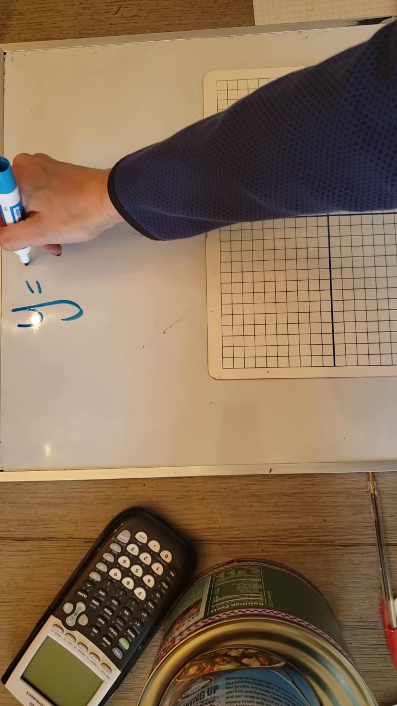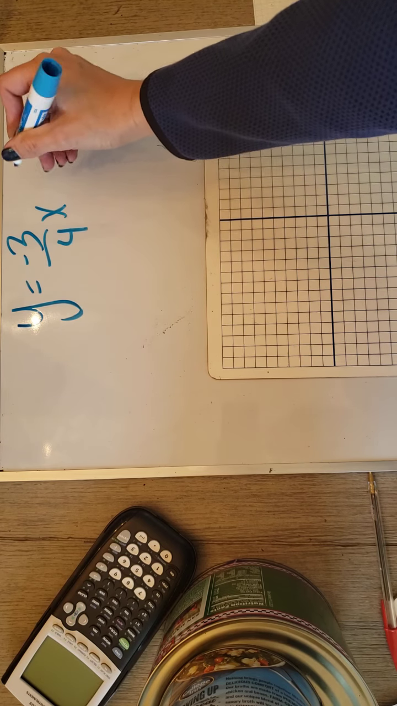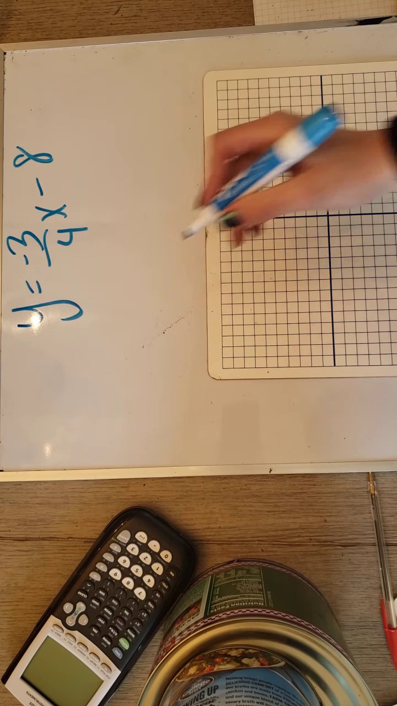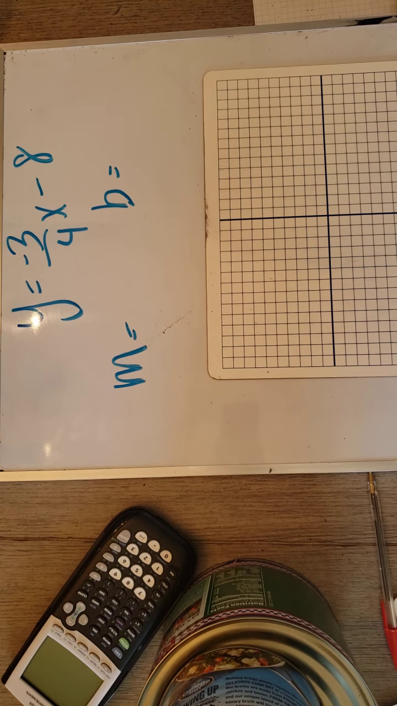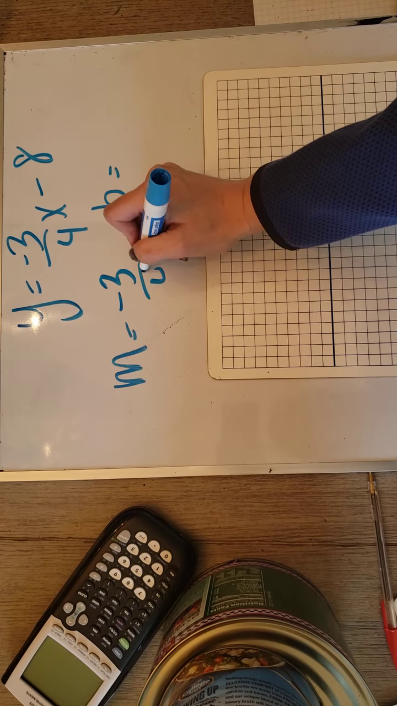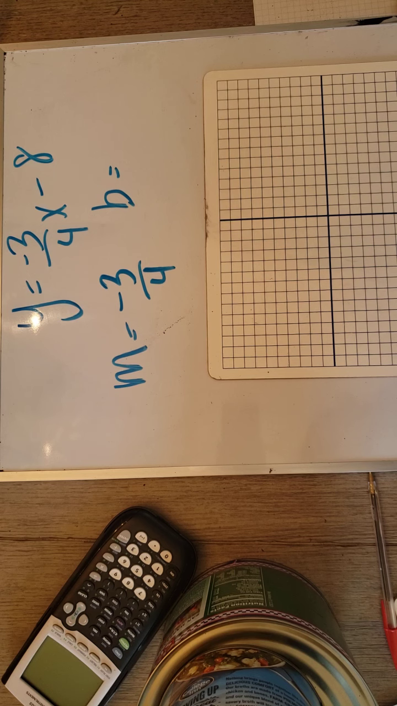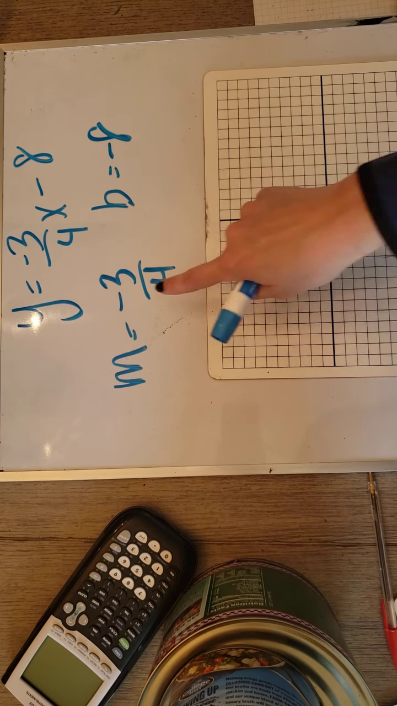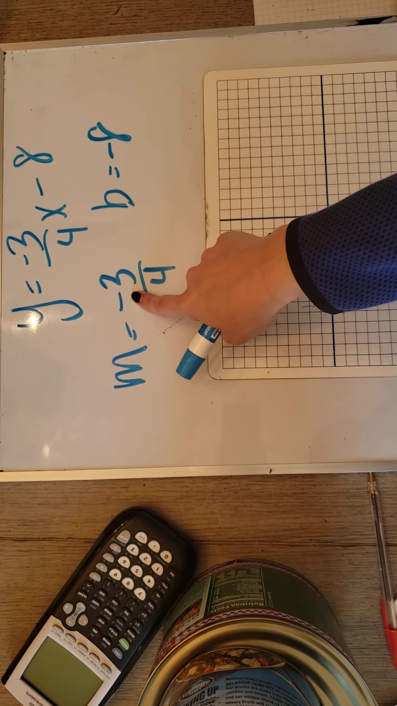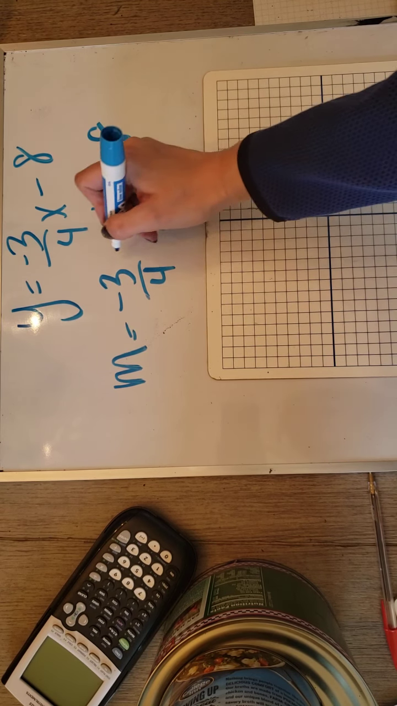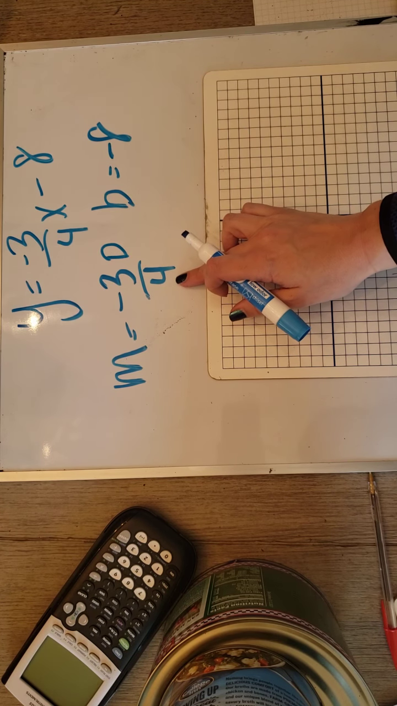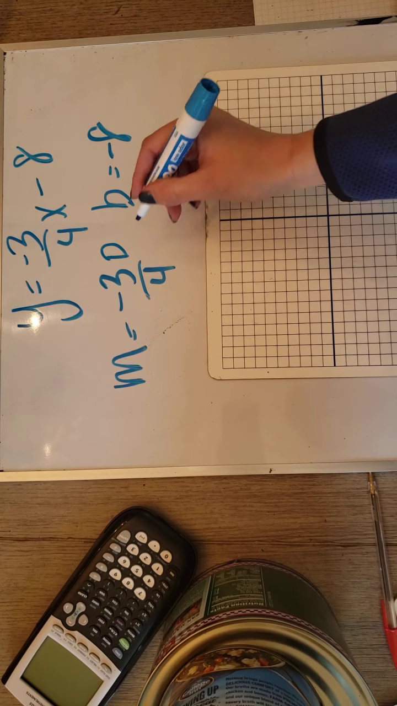Next one we have y equals -3/4 x minus 8. Again, you need to identify m and b. In this case, you should know your m is what? And your b is going to be -8. Label what's going on. We have a -3 up top, so that either tells me I'm going up or down. Since it's negative, I'm going down. 4 tells me I'm going left or right. Since it's positive, I'm going right.